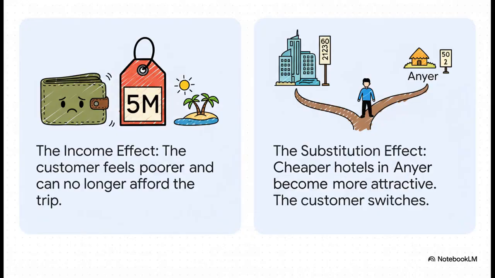So why do they walk away? It really boils down to two very powerful psychological triggers. First up is the income effect. Now, your higher price didn't actually change their salary, but it did shrink their buying power. Relative to the cost of your room, they feel poorer. But the second one, honestly, this is the one that should keep managers up at night, the substitution effect.